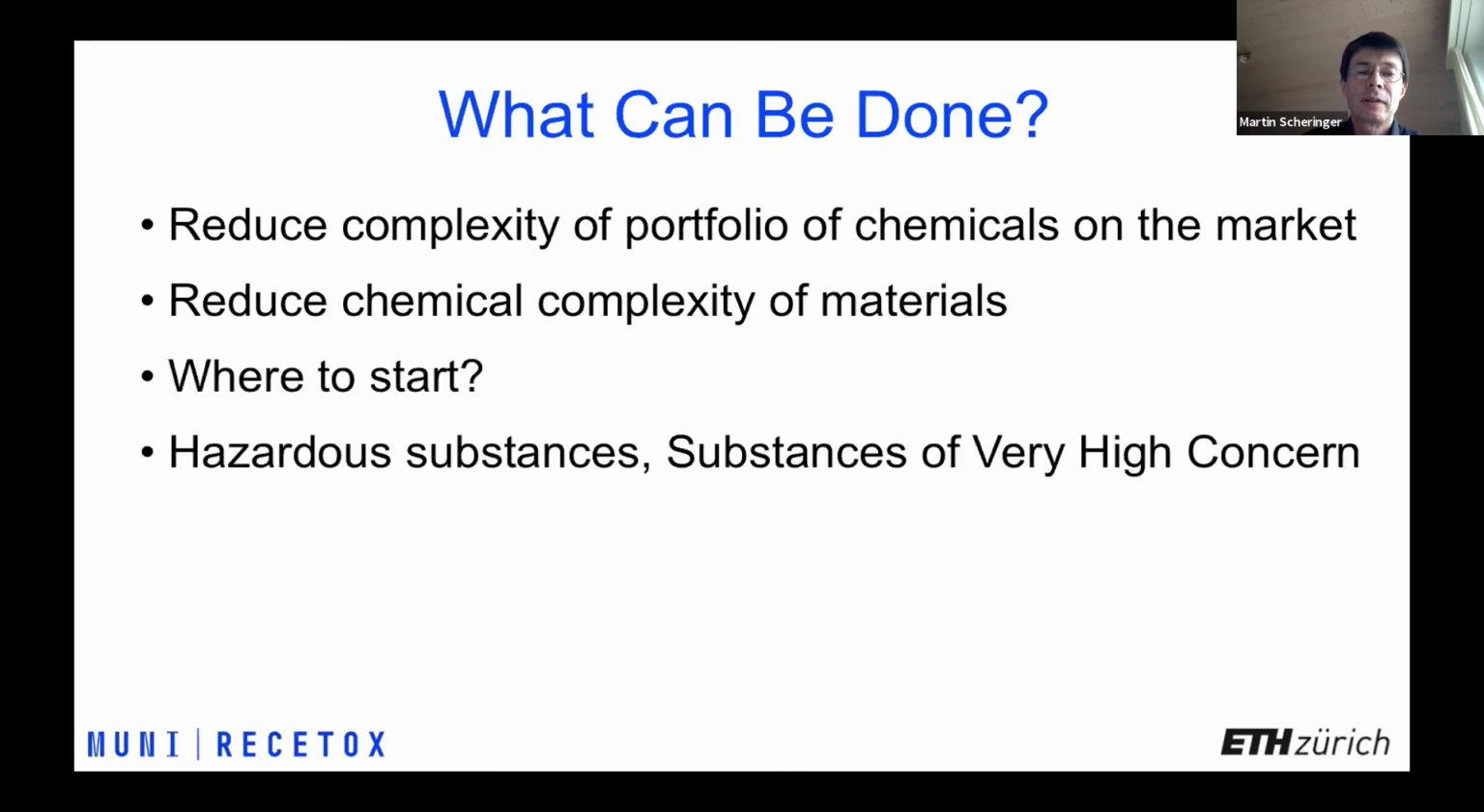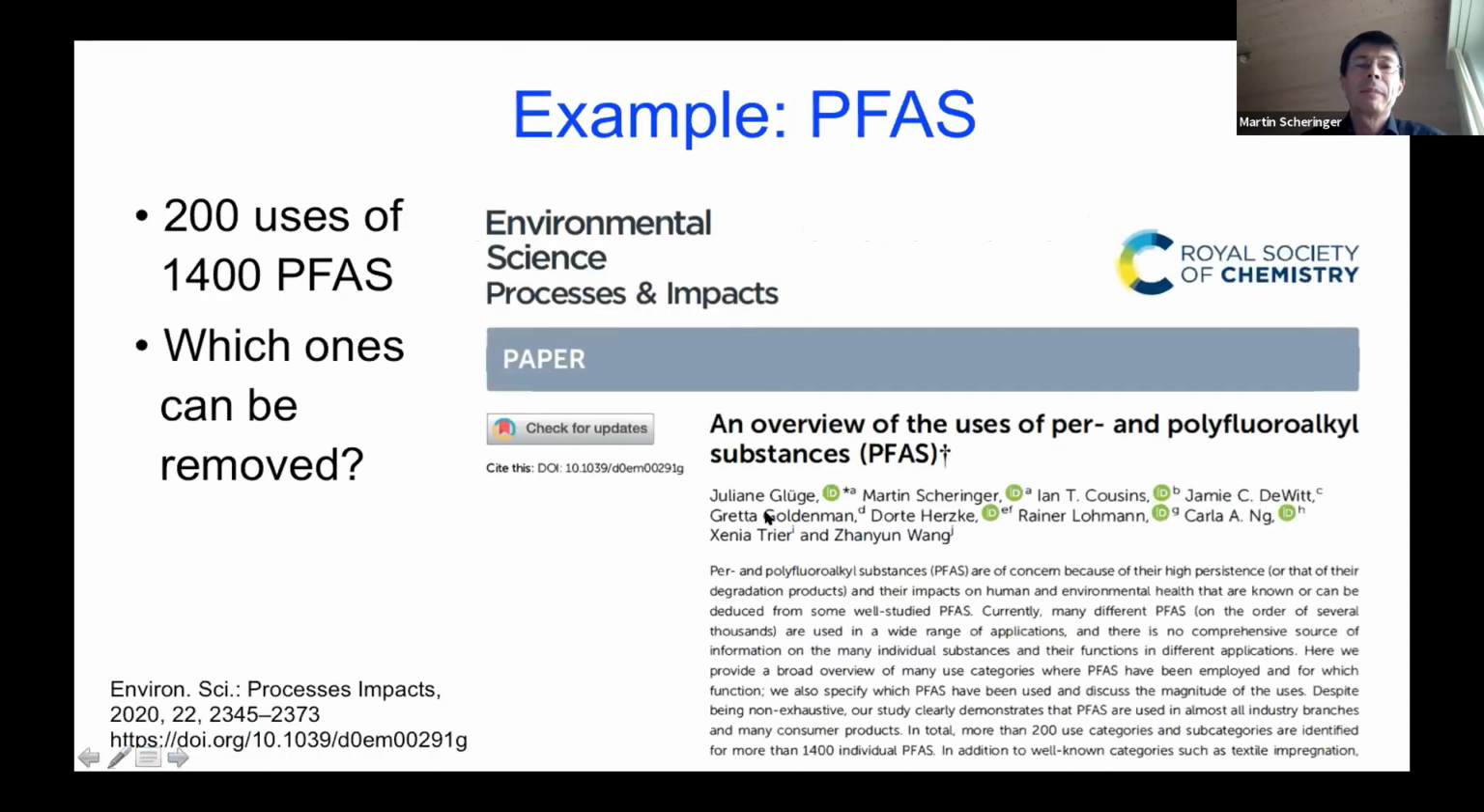Where would we start with this? Of course, we would not start just somewhere. We would start with the chemicals that are most important in terms of hazards and concerns. And these are, for example, in the EU, substances of very high concern. Just one example, this is PFAS, per and polyfluoroalkyl substances. And as you may have heard, there are many of these substances in use in many different applications.